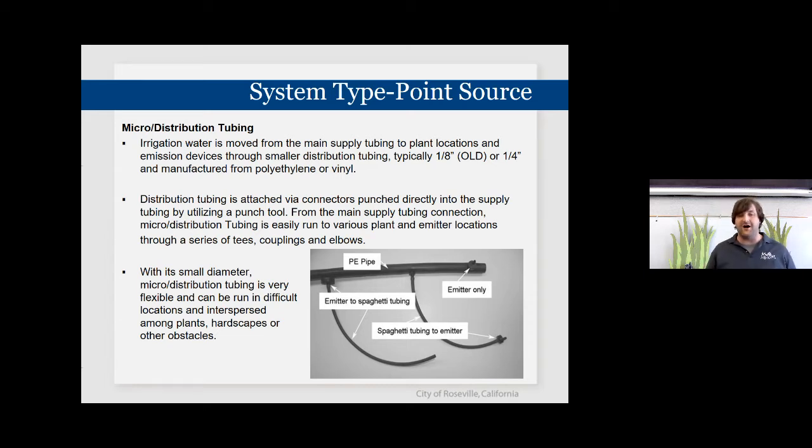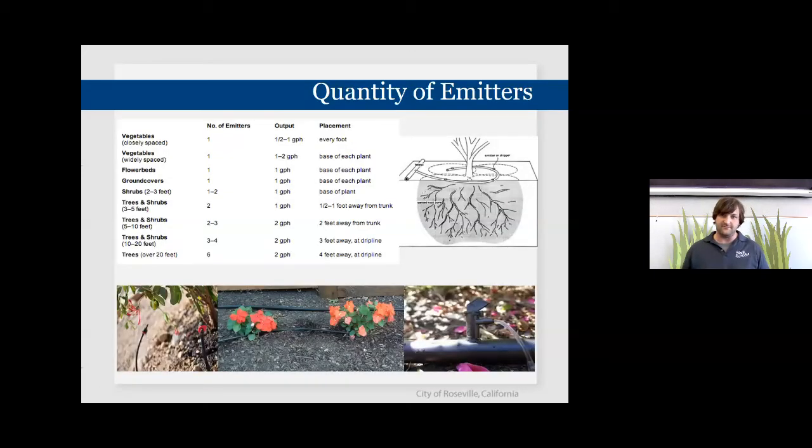So why is that so awesome? Because it's so flexible. It's small diameter and, again, flexible, and it can be run to different locations. So through plants, hardscapes, obstacles, you can kind of get it through a maze of stuff. So if you're redoing your drip and you don't want to tear out a bunch of plants or rocks and stuff, this might be a really good thing to use to get to those hard to reach areas. Next slide.